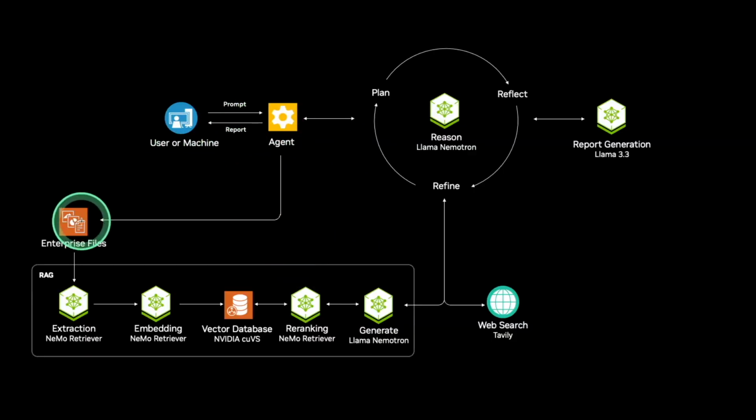As a first step, we are ingesting all the enterprise files, converting those to embeddings, and then saving that in the database. So as a second step, when the user asks a question, then relevant information from the vector database is pulled and then passed to the large language model as context to generate the report.